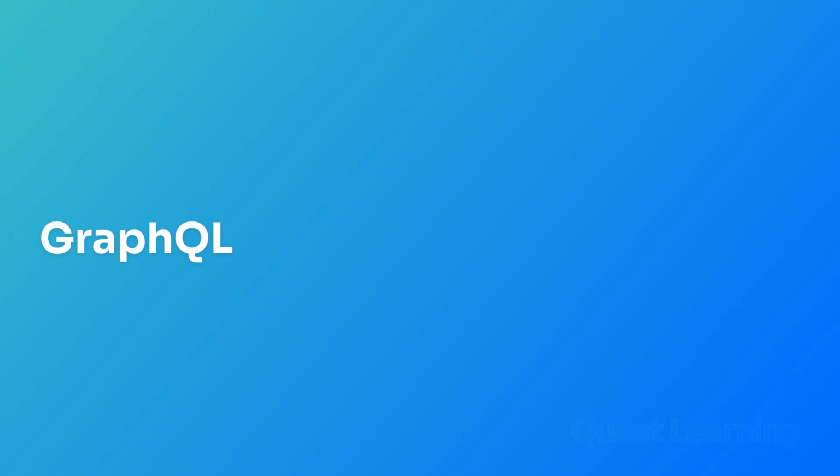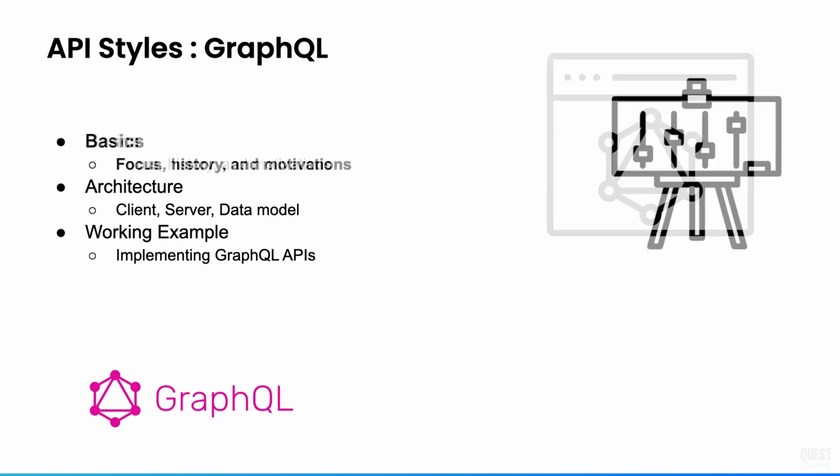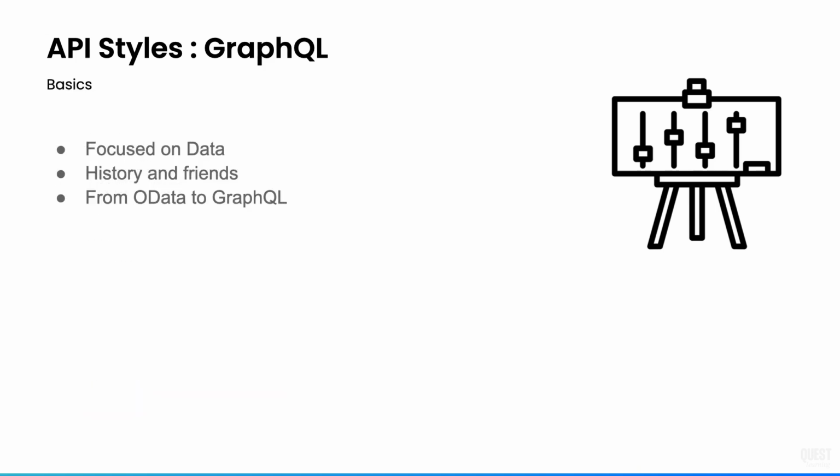Okay, now let's look at the GraphQL API style, a rather popular style right now. Just as before, we'll go through some basics, we'll talk about the architecture, and we'll explore a working example. Let's look at the focus, look at the history, look at the motivations behind GraphQL.